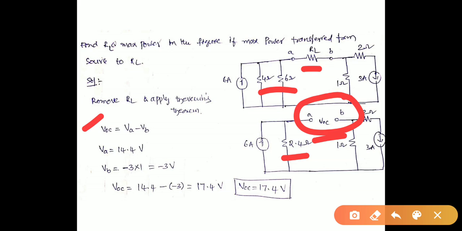Where VA is nothing but simply the product of the current source and resistance, 6 into 2.4, that is 14.4 volts. Similarly, the VB value can be given as, the current is flowing in the opposite direction to 6 amps. Therefore, it is minus 3 into 1. So the VB value is minus 3 volts. Therefore, the open circuit voltage can be given as 17.4 volts.